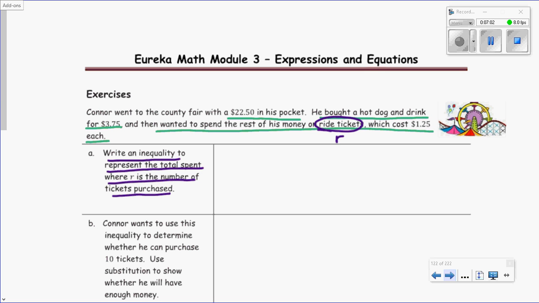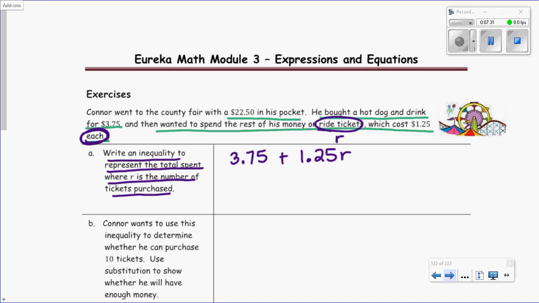Okay, we know that he spent $3.75 on the hot dog and drink. I guess it doesn't really matter what each one costs on their own because he already spent it. Okay? Then he wants to buy ride tickets, which are $1.25 each. And remember, when you hear that each or per or for every, that's a really good clue that your variable goes there because each ticket is being multiplied by 1.25, each ride ticket.